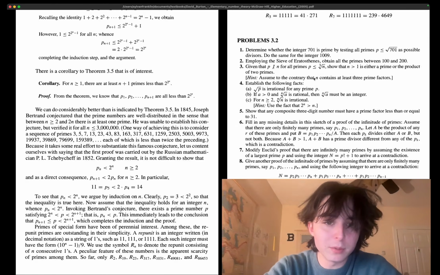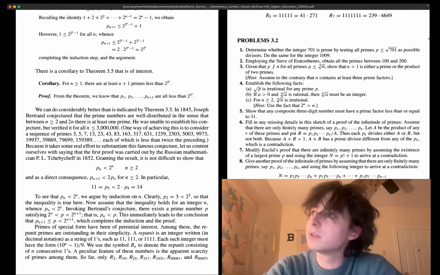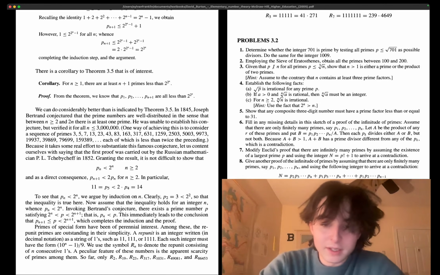Why does dark mode not work on this PDF? Alright, I'm sick. I'm going to bed.